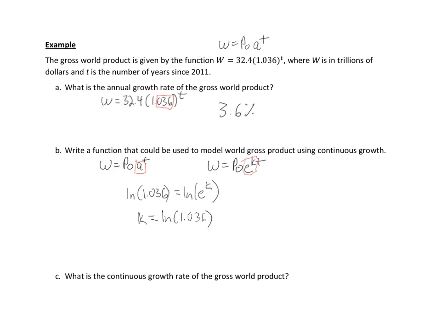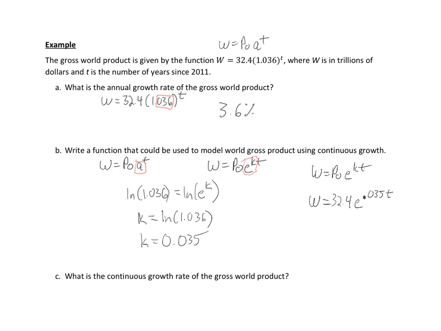Using our calculator to evaluate that, k will equal 0.035. So we're trying to write this form, W equals P naught e to the kt. So W equals, our P naught, our initial value won't change from the first part, 32.4 e. The only thing that's new now is we have this kt part. I would say that's 0.035 to the t.